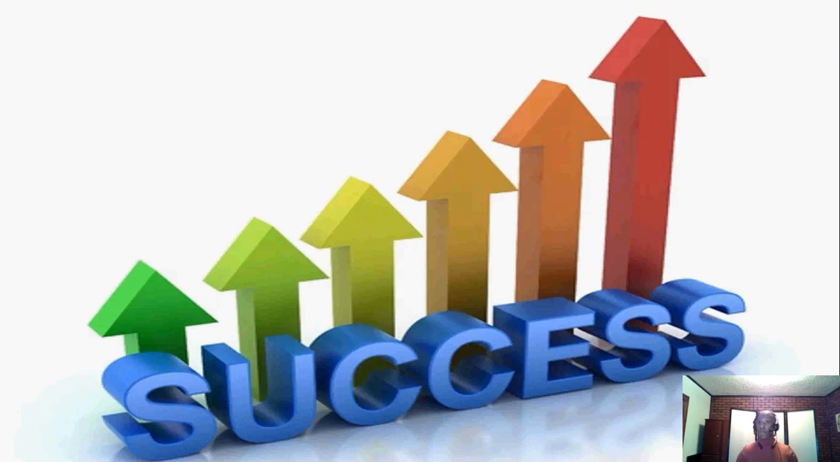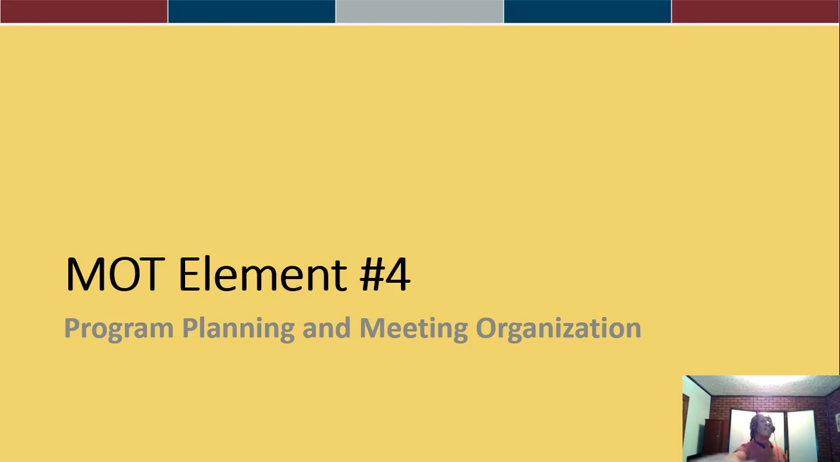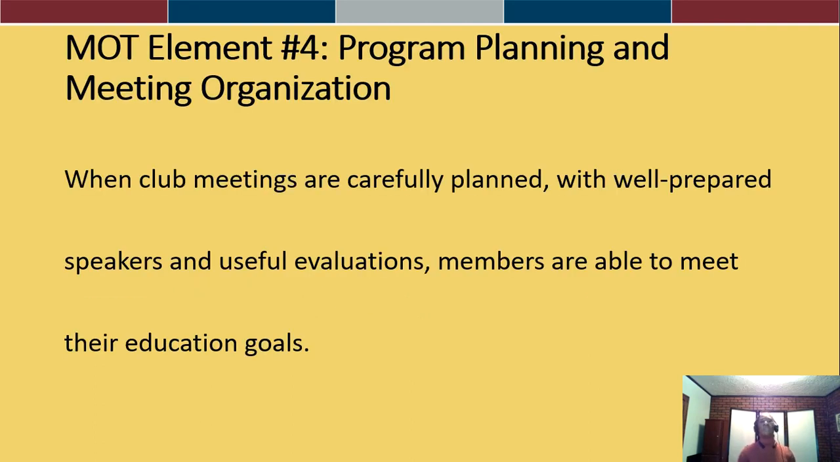Yet keep in mind, whatever you discovered, you can have a conversation with your club members, your club leaders, and you can make the adjustment. Now, your 4th Moments of Truth element is all about program planning and meeting organization. Program planning and meeting organization is when club meetings are carefully planned with well-prepared speakers and useful evaluations, and where members are able to meet their education goals.